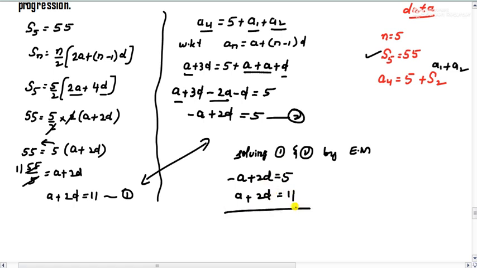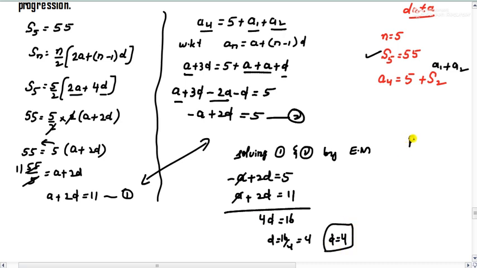So what are you going to do here? Addition or subtraction? Yes, you can do both addition as well as subtraction, you'll get the answer. Here if you do addition, these two will get cancelled, and this will be 4d, and this is 16. So d is 16 by 4, which is 4. So d value is 4.